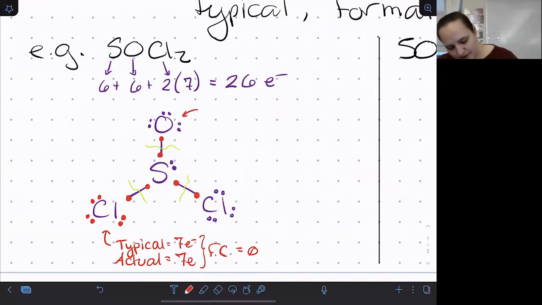For my oxygen atom, we know this guy is in group 6, so its typical number of valence electrons is going to be 6.